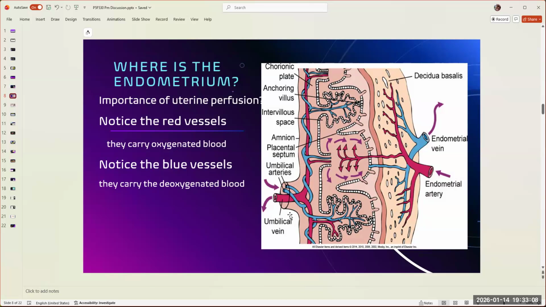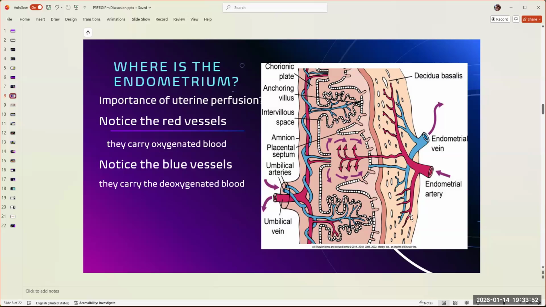Okay. On the right is mom's uterus. The endometrial vein and the endometrial artery are part of the uterus. And then the space in between is the placenta itself. We also call it the intervillous space. The blood coming from mom, the endometrial artery and vein, needs to be adequate volume and pressure, not too high, not too low.